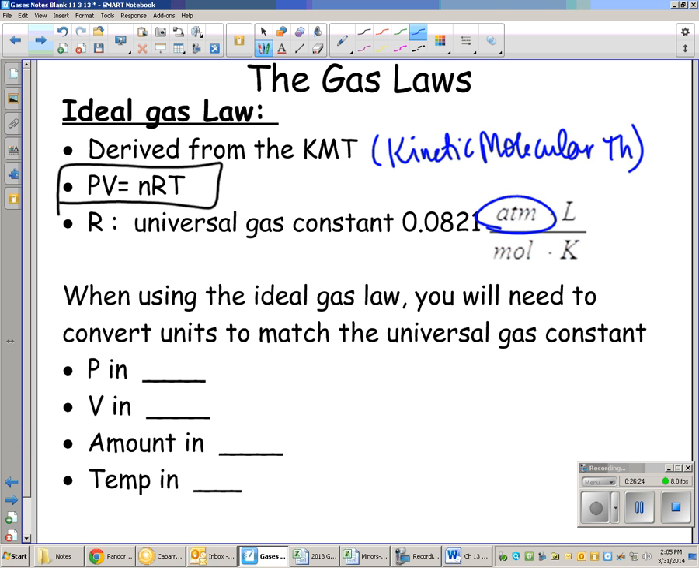Since it has atmospheres in it, our pressure has to be in atmospheres before we use this equation. Since it has liters in it, which of these will have to be liters? Volume. The volume has to be in liters. No milliliters, you've got to convert to liters. Moles, yep, count in moles. We're not going to put mass in there, we're going to put moles. And Kelvin is going to be our temperature unit.